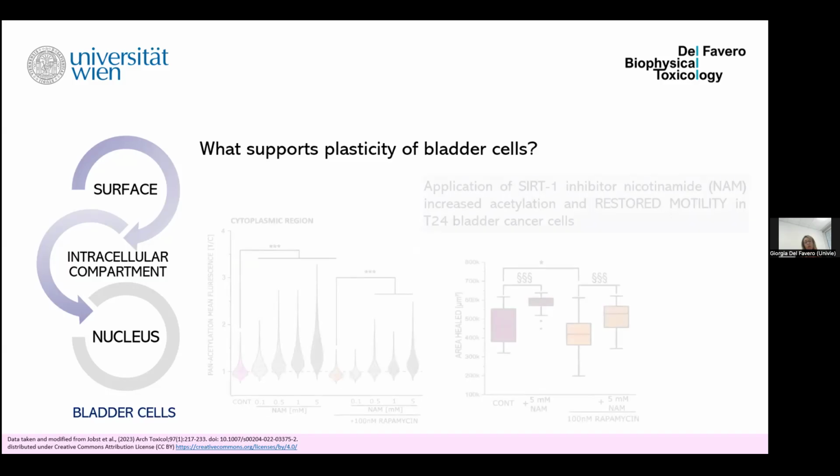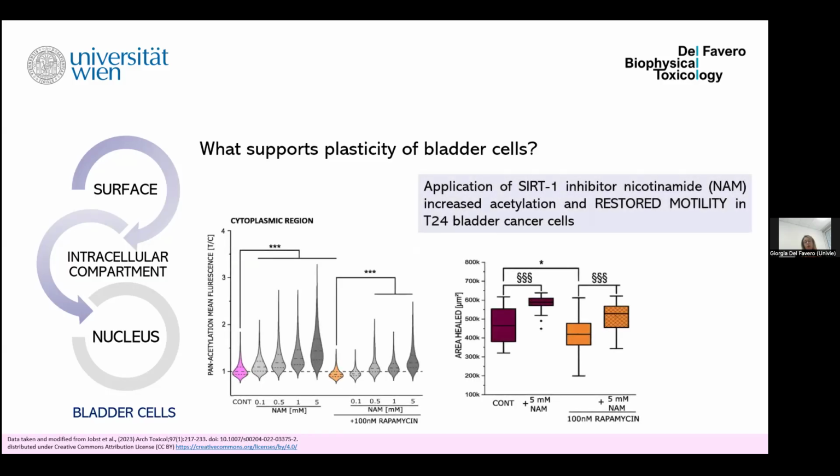But what was most important for us, it not just recovered the acetylation, it also restored cellular motility. So as you can see in the graphs in orange, the application and co-incubation of the nicotinamide together with the rapamycin actually restored the motility of the cells in the migration assays to a level similar to that of controls.